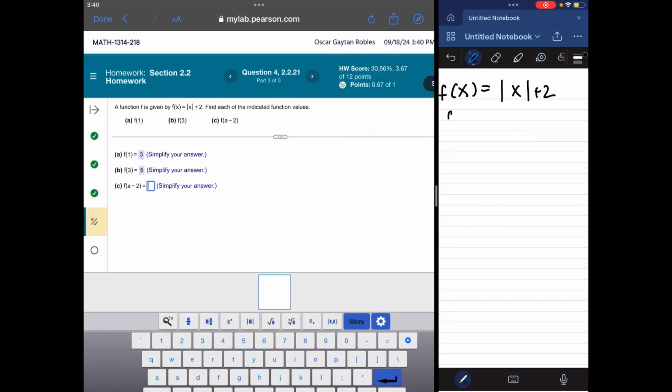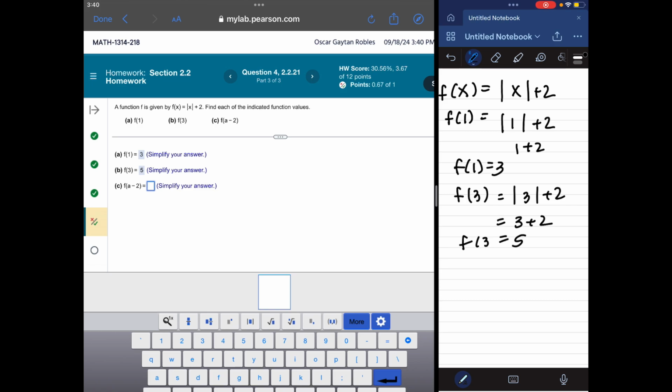Then we have f of 1, absolute value of 1 plus 2, so that's 1 plus 2. So f of 1 equals 3. And you have f of 3 equals absolute value of 3 plus 2. So I get 3 plus 2 equals 5. That's f of 3. And then this next one is unique because you can't take the absolute value of an entire expression. So it's going to be f of a plus 1 equals the absolute value, a minus 2.